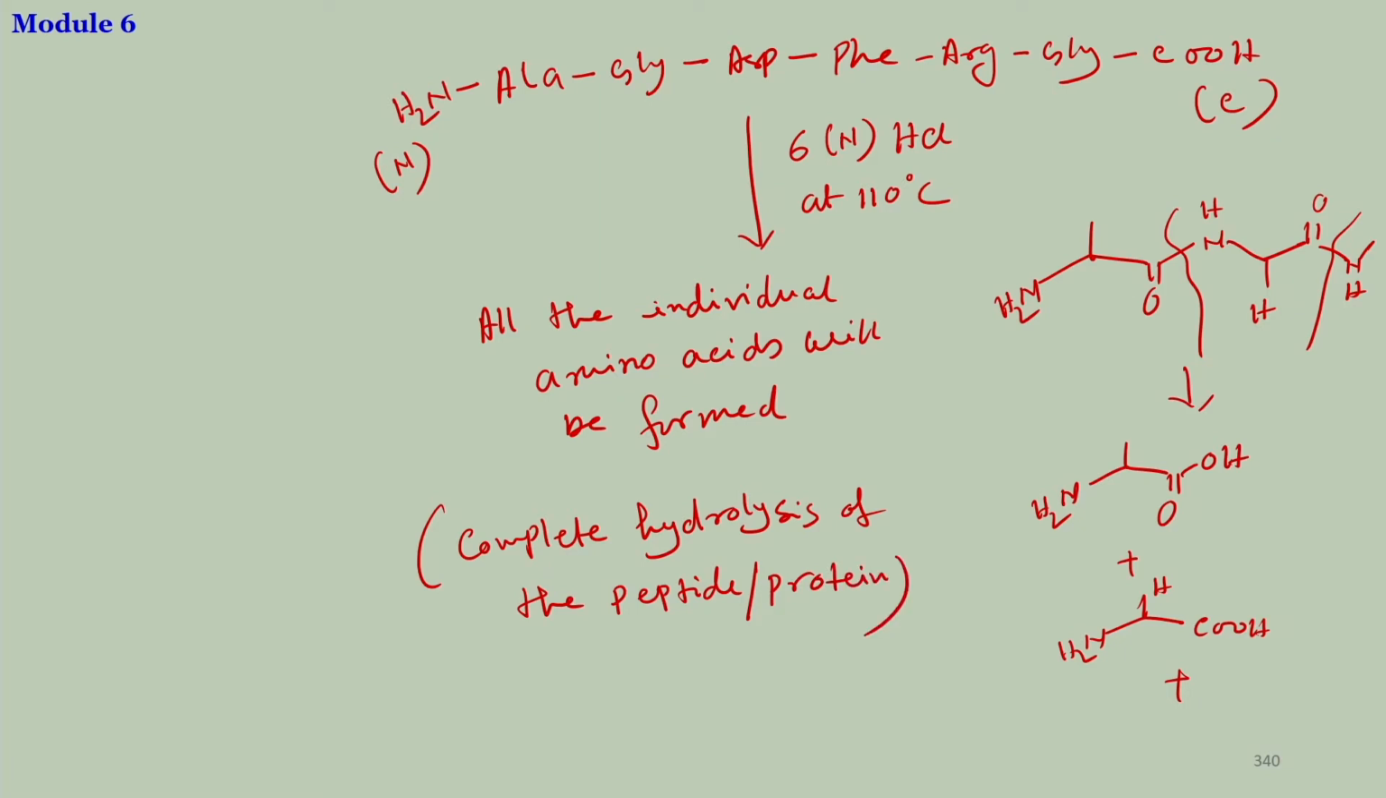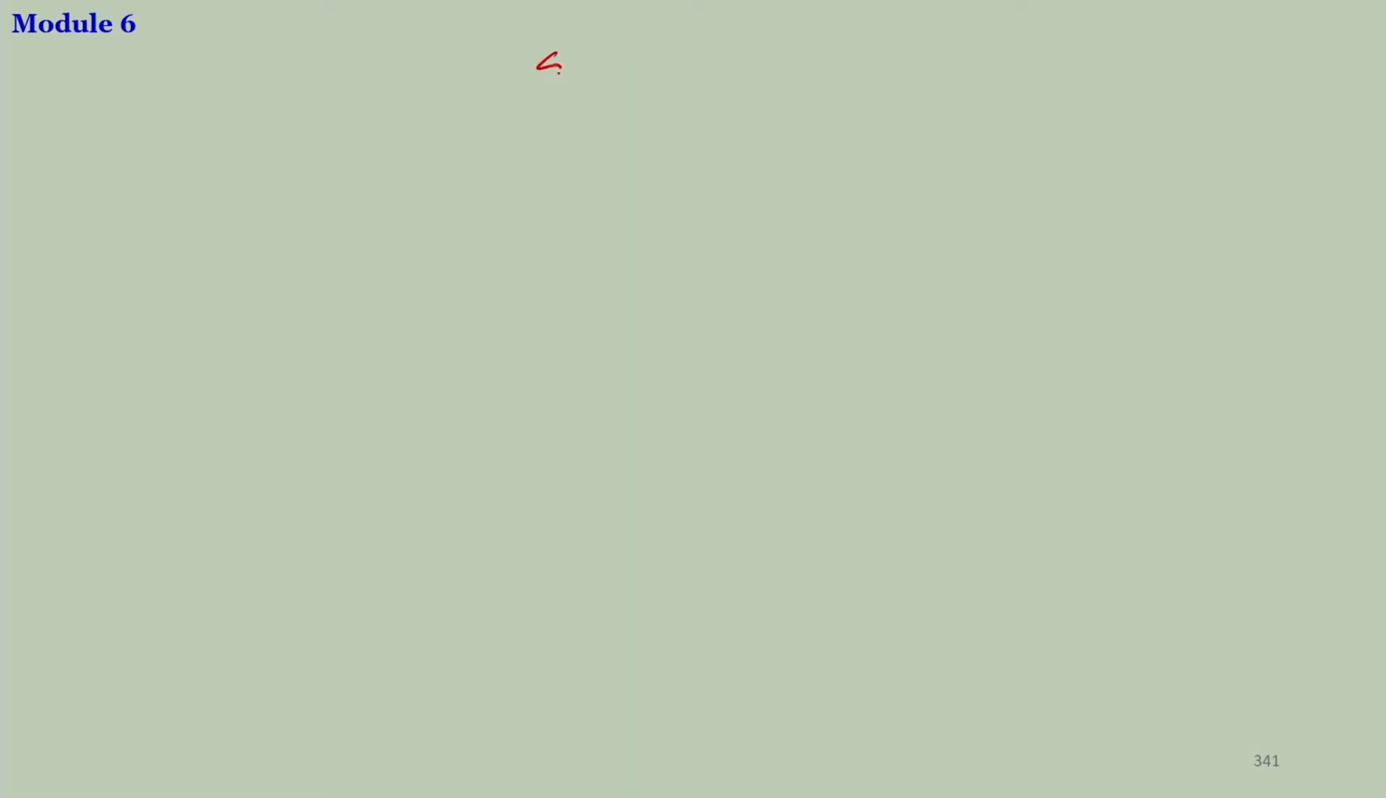So, once you have all the amino acids, then what you do is you try to separate them individually. So, next step is the separation of the generated amino acids. So, in this sequence, what would you get? What are you expected to get?